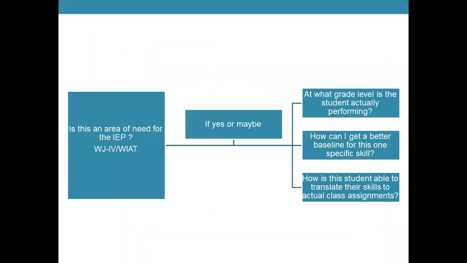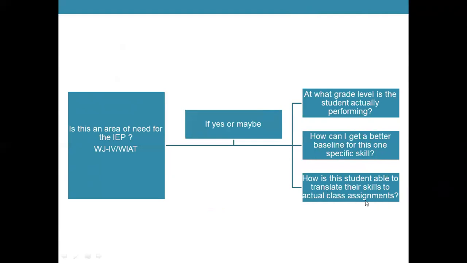useful to you. So again, coming back to this, if we find through giving the WJ or the Wyatt that a certain academic area is an area of need, or we're not quite sure, but it might be, we can use Easy CBM to find out at what grade level the student is actually performing. So drilling back to earlier grade levels until we find where they're performing at least above that 25th percentile line, that tells us that we're kind of in their level of achievement, their level of mastery. We can get a better baseline for specific skills.